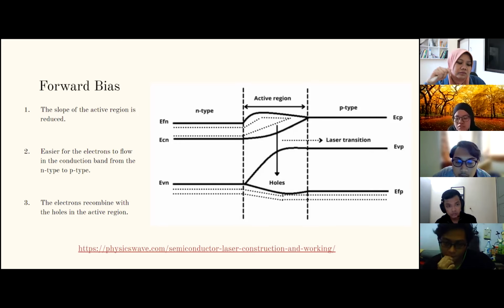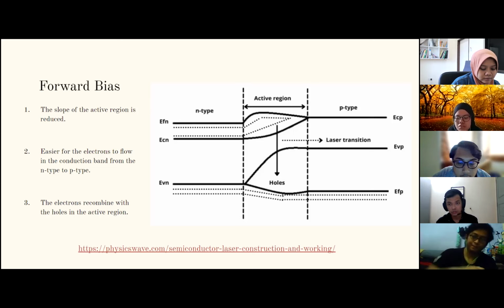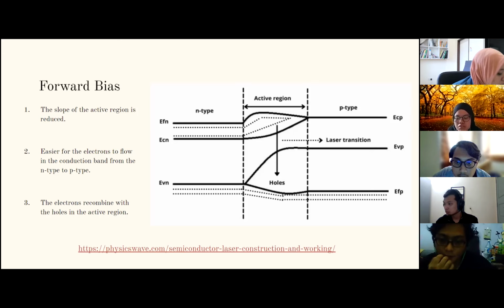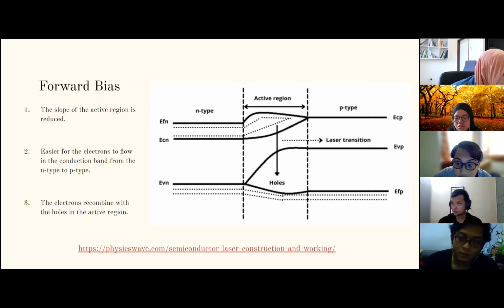Thanks to the heavy doping of the P-type and N-type material, the concentration of free electrons and holes is very high in the active region, so that the recombination process can happen frequently, many times. As a result, a lot of photons will be produced.